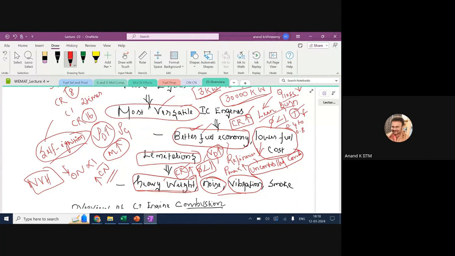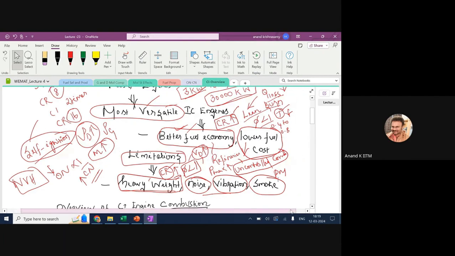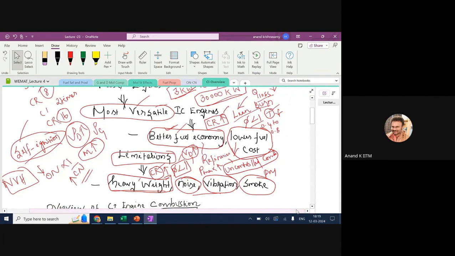Then we have another important limitation: smoke or particulate emissions are high in a diesel engine. This is one of the reasons why some of the Western countries altogether ban diesel cars. They don't use diesel cars because they don't want to see smoke in the tailpipe. This is something which is visible to the naked eye. This is the reason why some of the Western countries even ban diesel passenger cars.